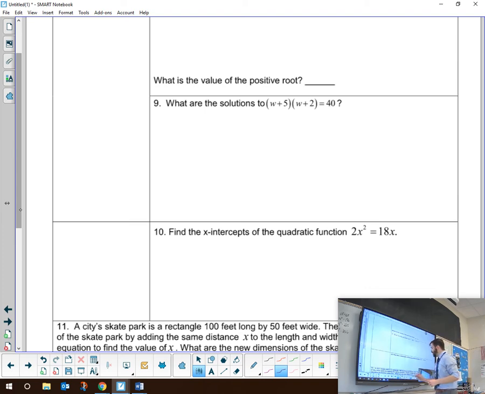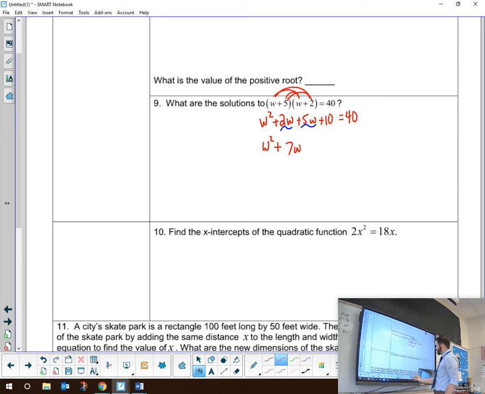So I'm going to first have to distribute here. W times W, W times 2. So we're going to have W squared plus 2W plus 5W plus 10 equals 40. Then we combine like terms. 2W and 5W are going to combine to make 7W. So we have W squared plus 7W.